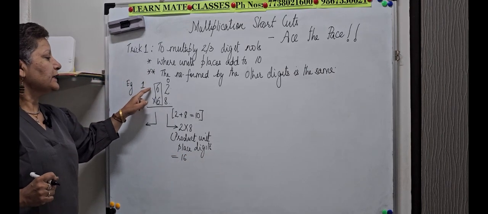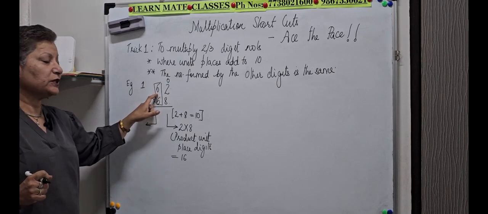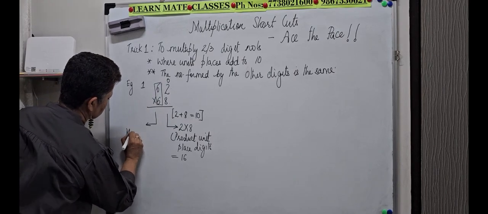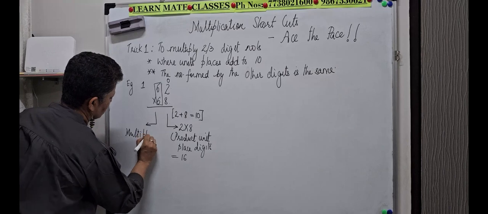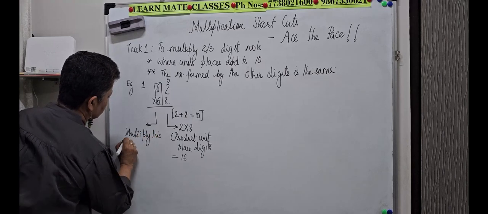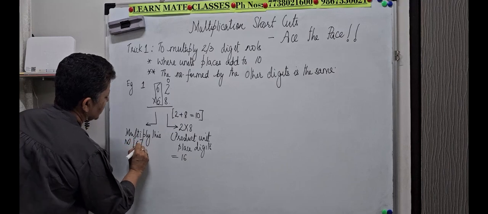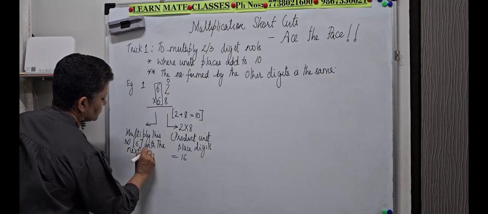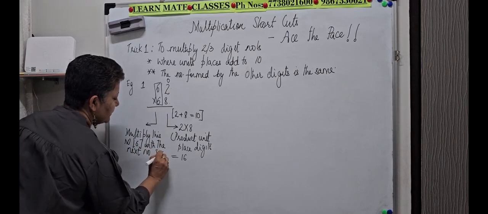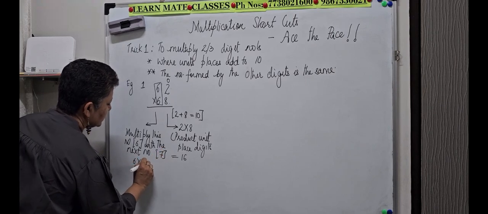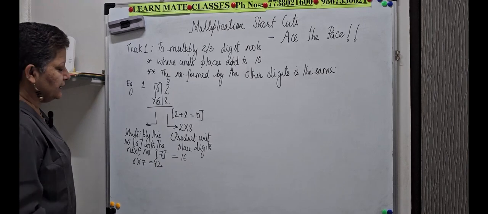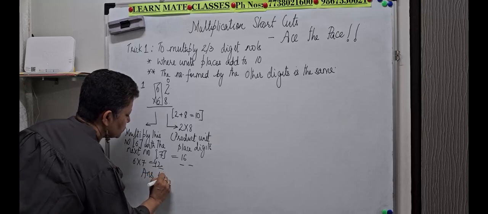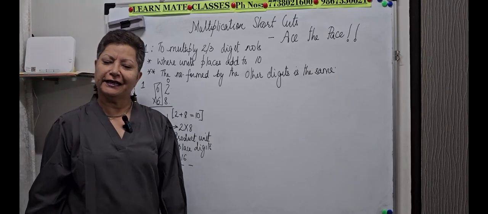Here, what is the digit which comes immediately after 6? The digit which comes consecutively after 6 is 7. So, multiply this number, which in this case is 6, with the next number, which in this case is 7. So you got 6 into 7 and this gives you 42. And your answer is nothing but 4216. You can pick up your calculator and check on this.